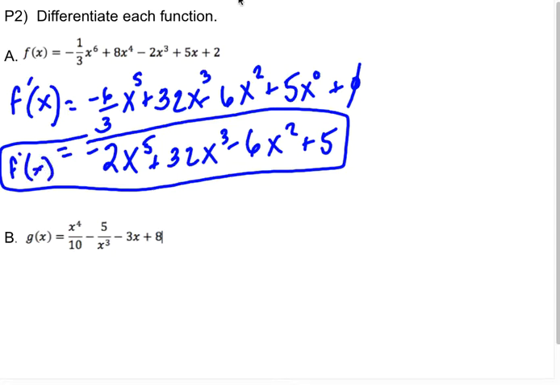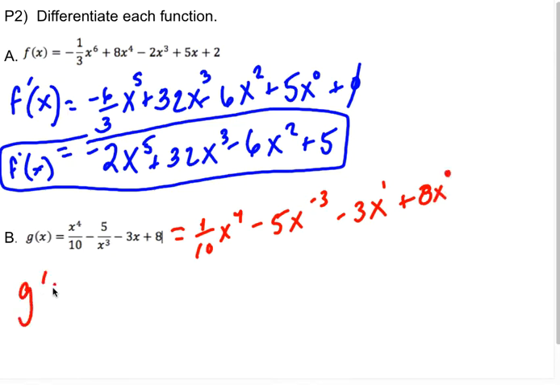Now, for b, right, when I go to differentiate g, I would suggest that you rewrite stuff first. You can ignore that little line after the 8. It's just because when I screenshot it, there must have been the cursor in the window. So this is a 1/10 x to the 4th minus a 5x to the negative 3rd minus a 3x. If you need to call it 3x to the first, you can. If it helps you to call this an 8x to the 0, you can.